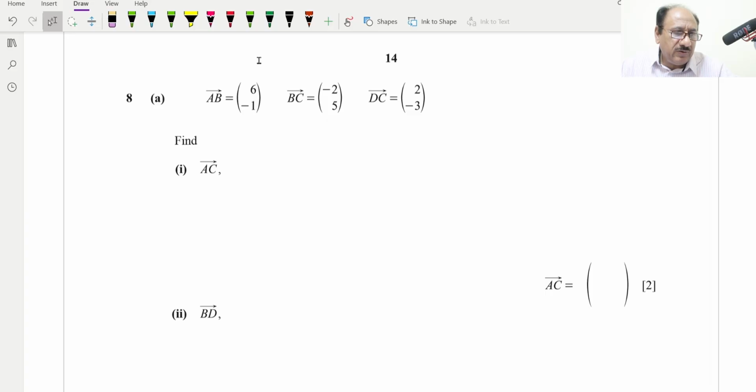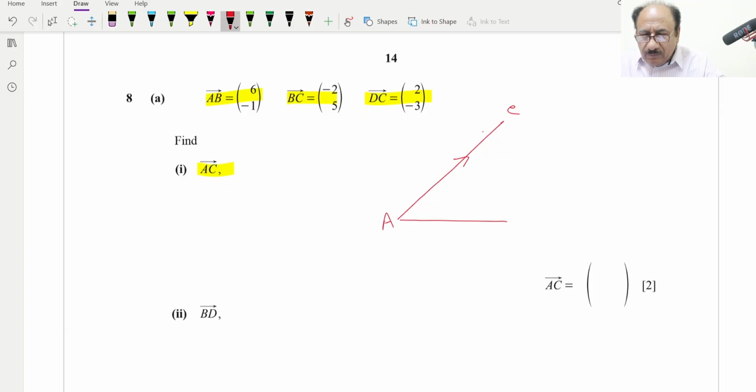Very easy question if you have your concept. So we have AB is given, BC is given, CD is given. Find AC. I will draw a small drawing for your understanding. You will quickly understand. AC is required. So for example, say this is the AC vector, and we have AB, right? So we can just draw AB like this one, and BC like this one. So this is AB, and BC is this.